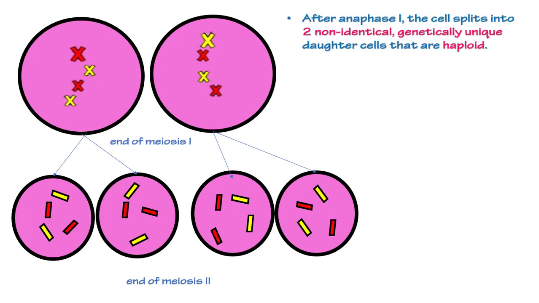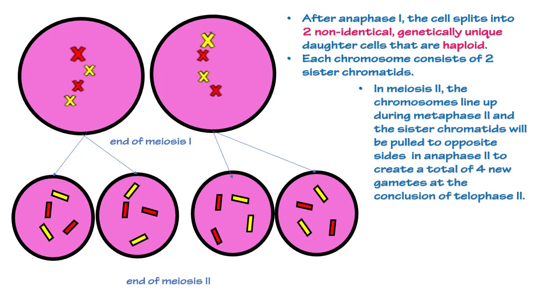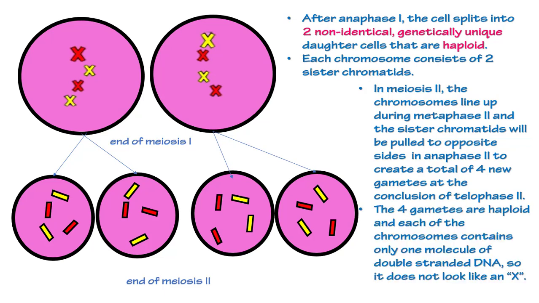After anaphase 1, the cell splits into two non-identical, genetically unique daughter cells that are haploid. Each chromosome consists of two sister chromatids. In meiosis 2, the chromosomes line up during metaphase 2, and the sister chromatids will be pulled to opposite sides in anaphase 2 to create a total of 4 new gametes at the conclusion of telophase 2. The 4 gametes are haploid, and each of the chromosomes contains only one molecule of double-stranded DNA, so it does not look like an X.